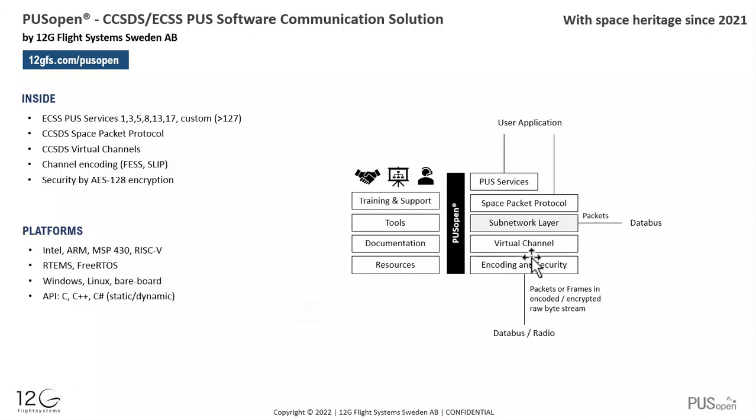What is inside PUSopen? All the layers that you can see here on the slide, the encoding and security, virtual channel, space packet protocol, and then PUS services on top, that's all implemented in a single C library that you can connect on one side to your data bus or radio or any sort of transmission equipment or your test bench, and then on the other side on top you can connect it to your user application code.